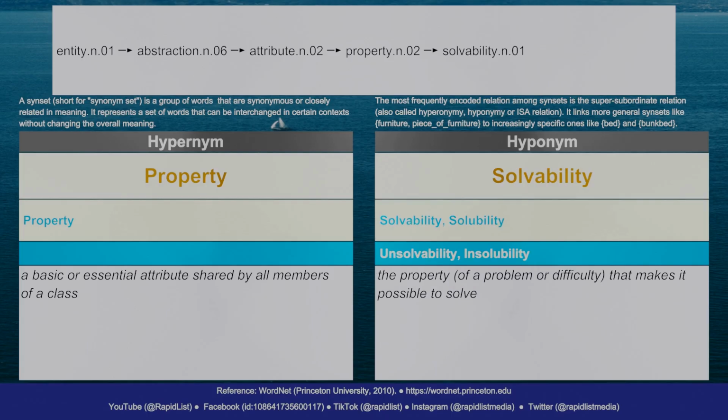Solvability. The property of a problem or difficulty that makes it possible to solve. Unsolvability. The property of a problem or difficulty that makes it impossible to solve.